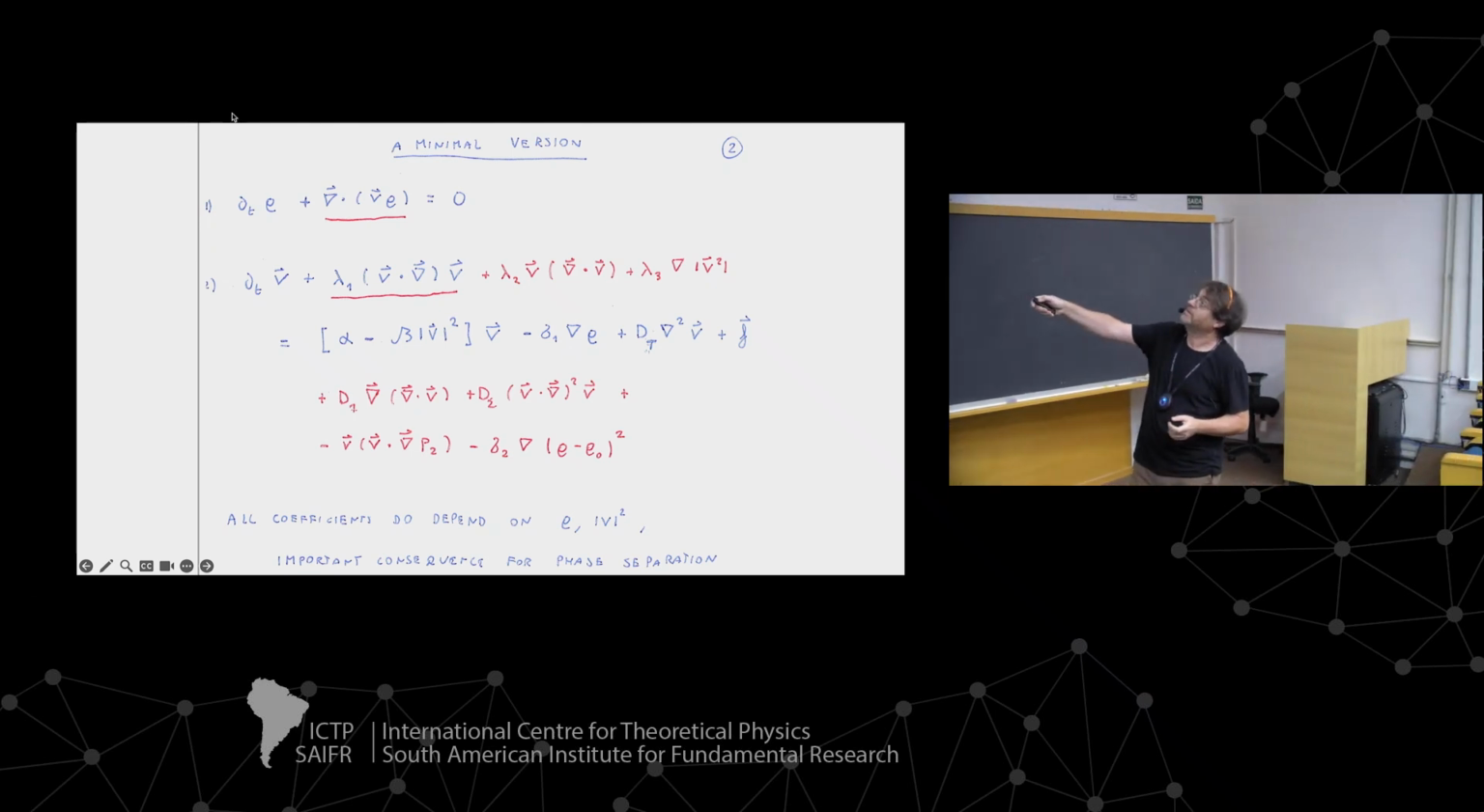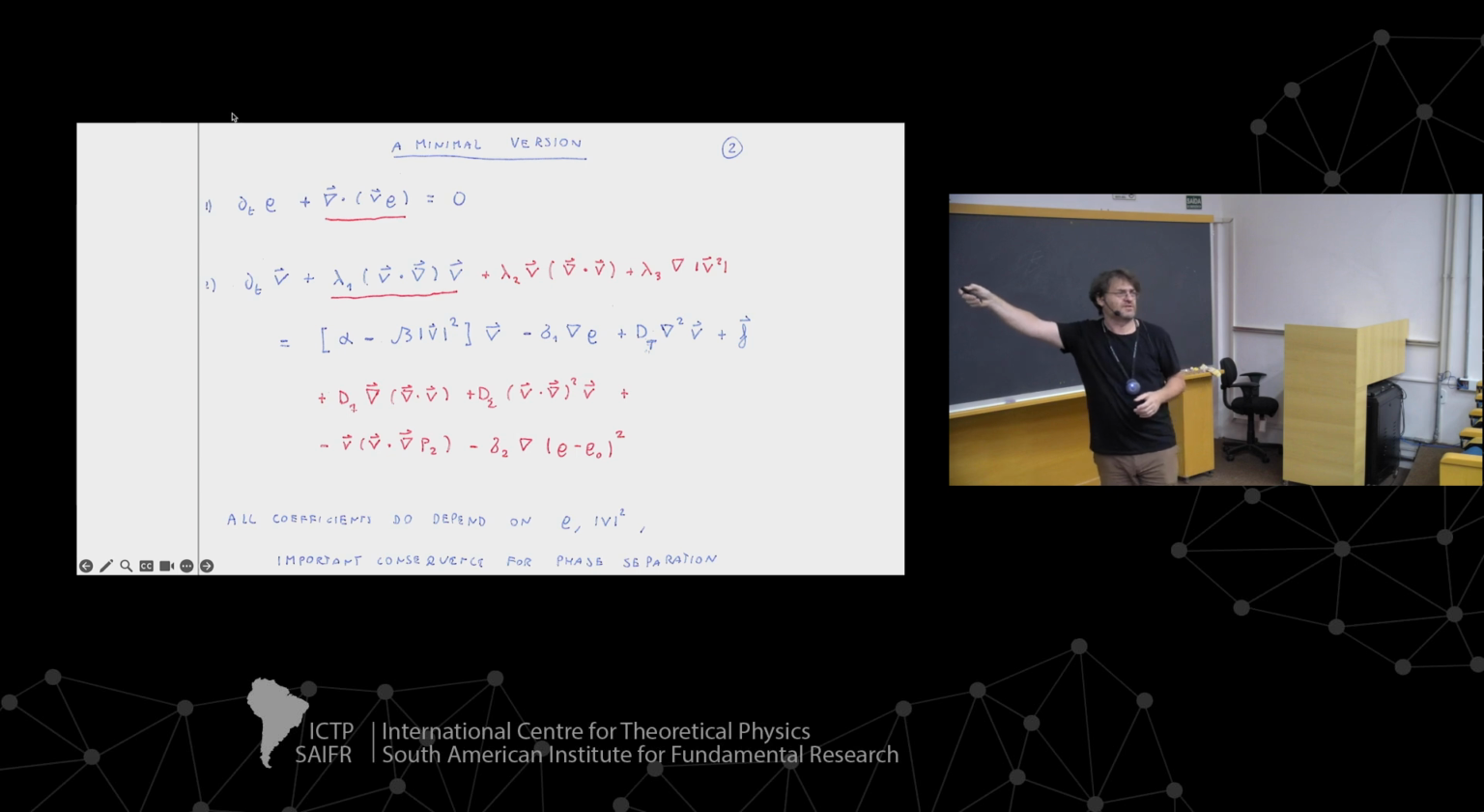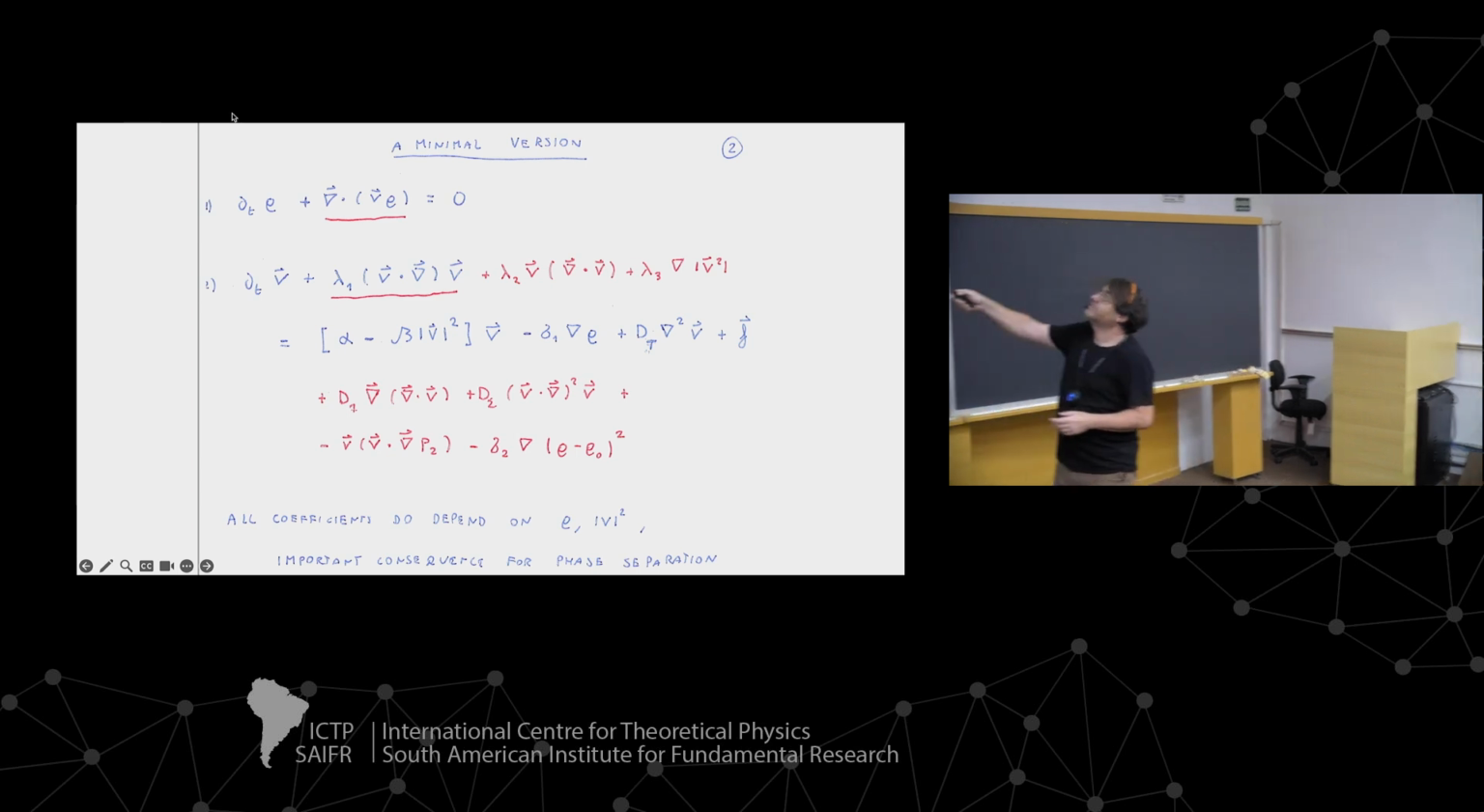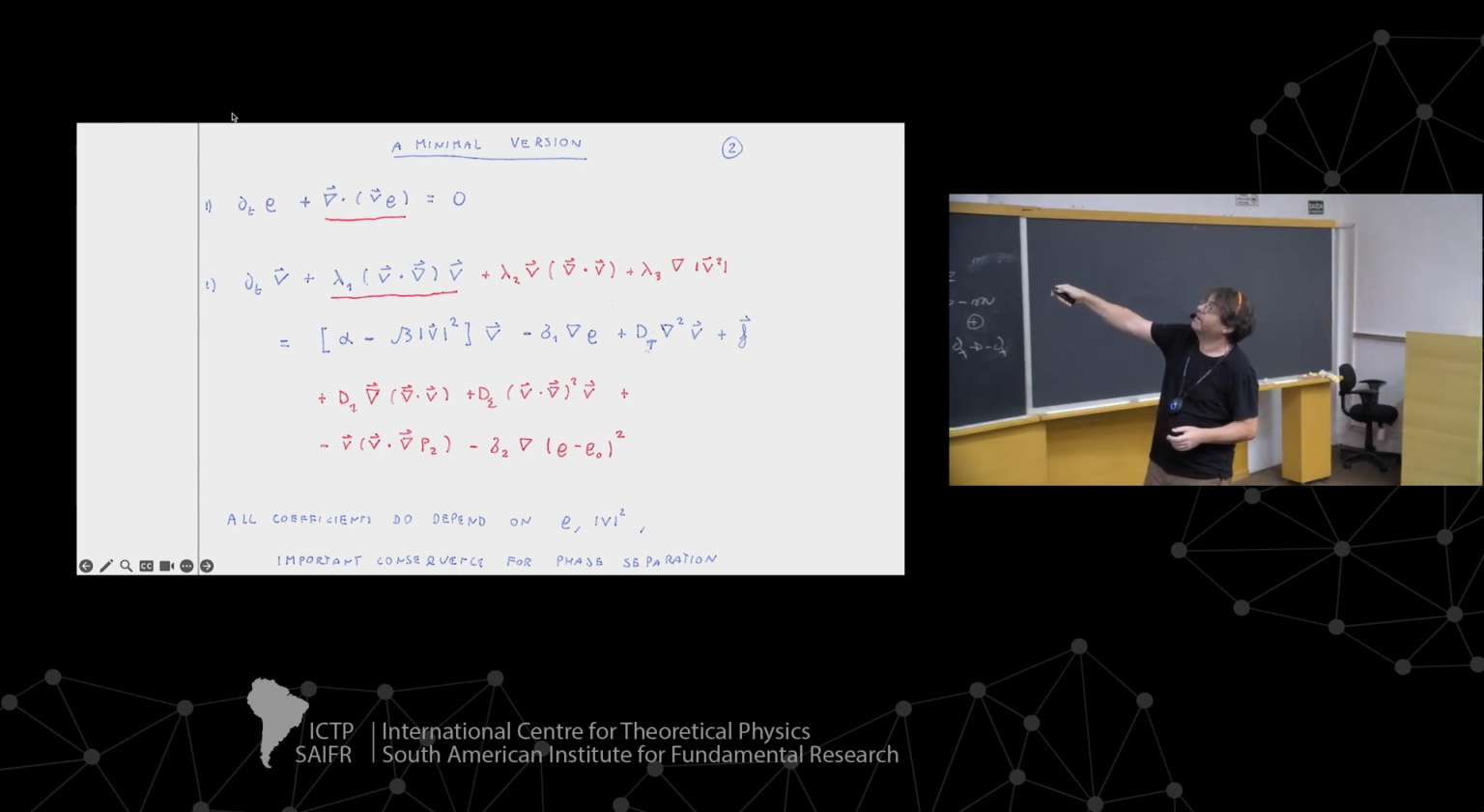Well, here, that's pretty nice. This is just a continuity equation for the density. That's the simplest thing you can write down. The velocity field is a little bit more complicated.